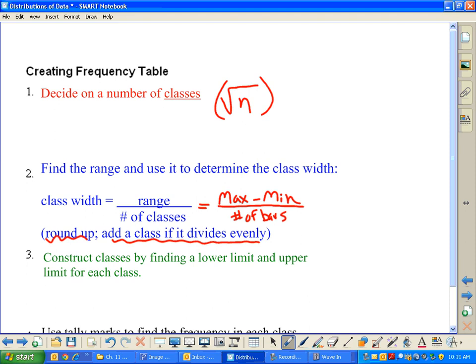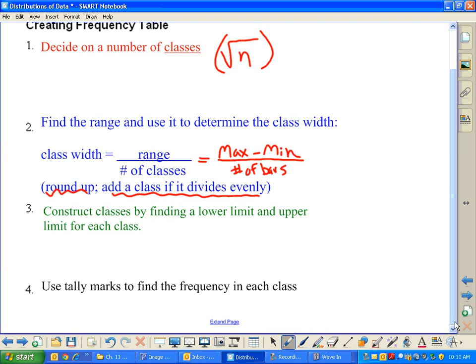Okay, step 3, you're going to construct classes by finding the lower limit and the upper limit for each class. And then lastly, you're going to make tick marks to tally up how many pieces of data fall in a certain class. And now we're going to do this with our DVD data, how many DVDs you folks own. We're going to make a frequency table and then a histogram for that.